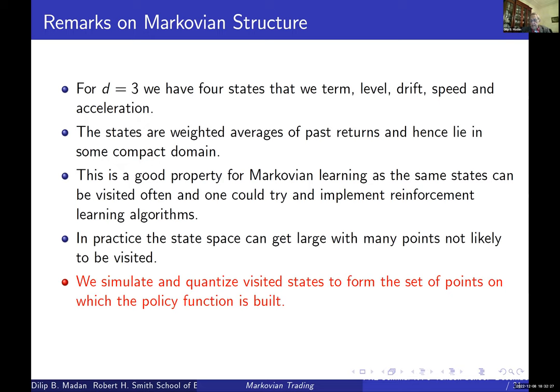So the idea is simulate, quantize, train, do GPR, then use. Okay? So you simulate it, you quantize the states, train the policy function at the quantized points, build a GPR to extend it to the whole domain, and then you're ready to trade. You've got a policy function that you can call and say, what do I do today? So in this exercise, we trained it on 4,096 points.